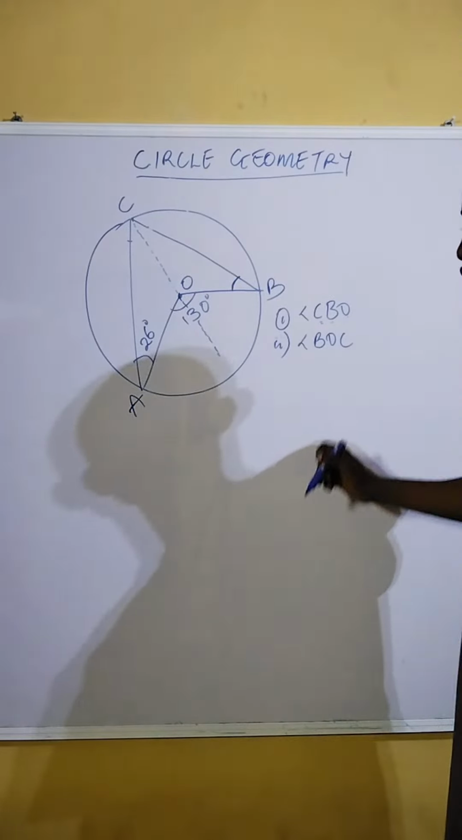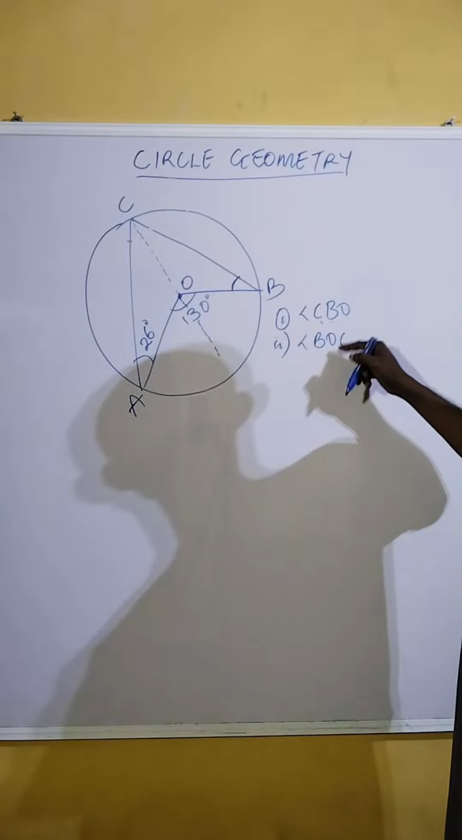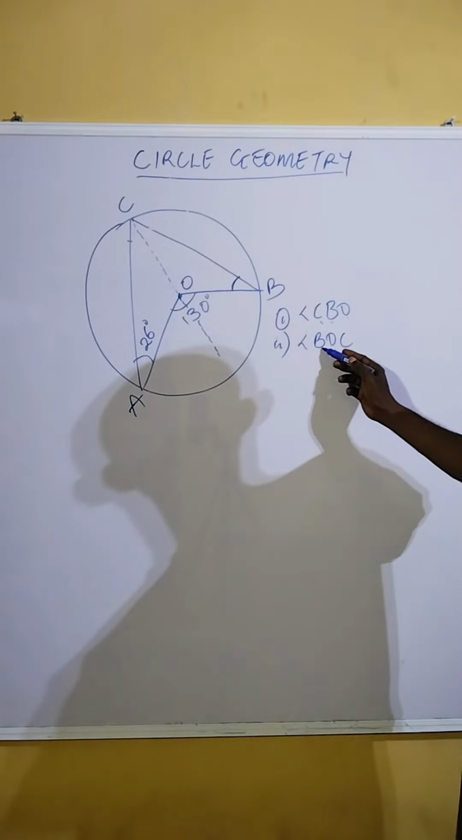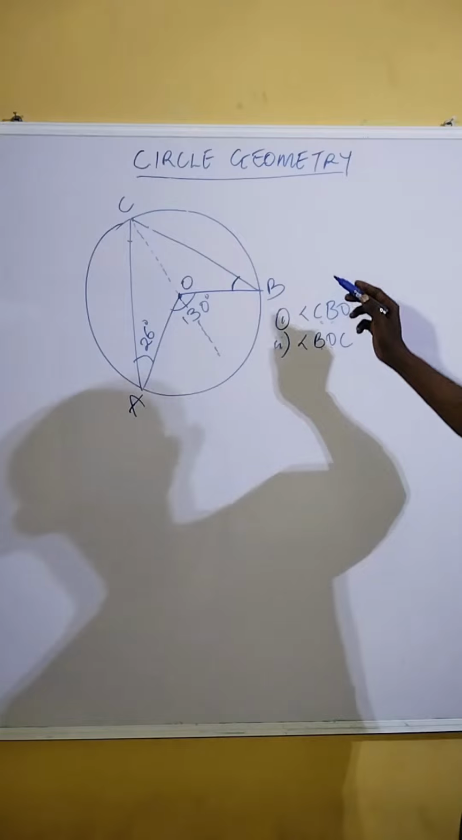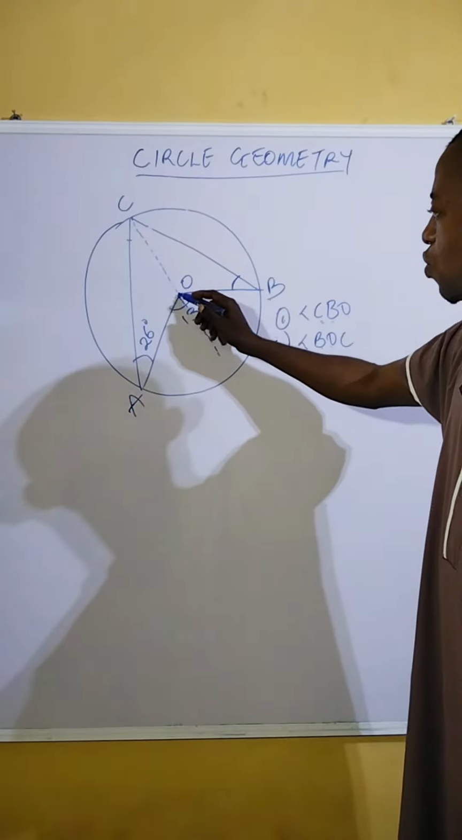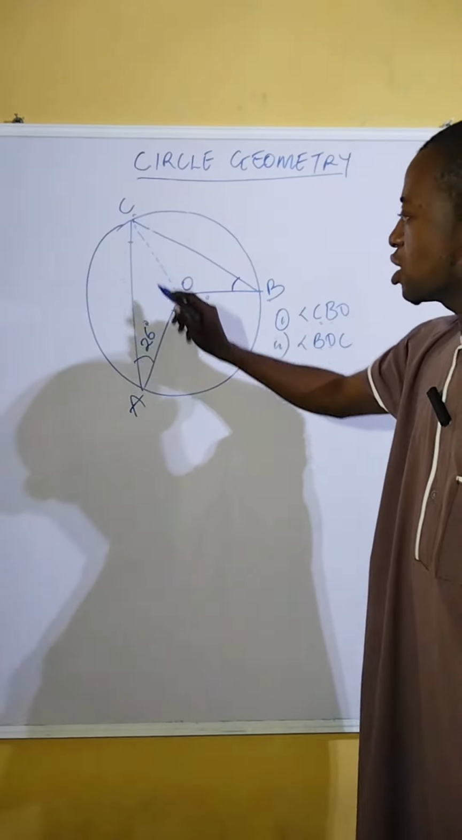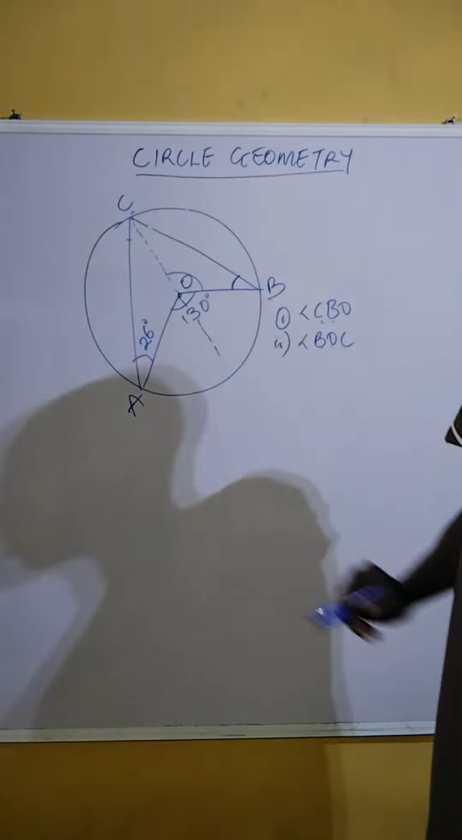And number 2, BOC. So O is at the center. We are moving from B to O and from O to C. So we have BO, then OC. So this angle is what we are finding for the second one.